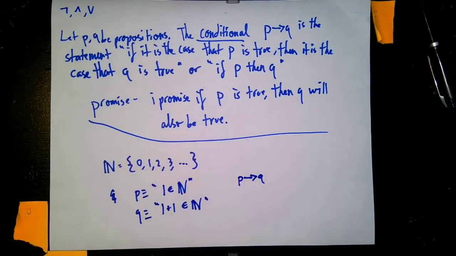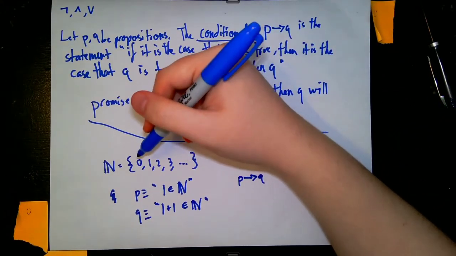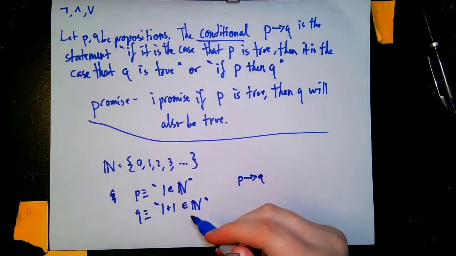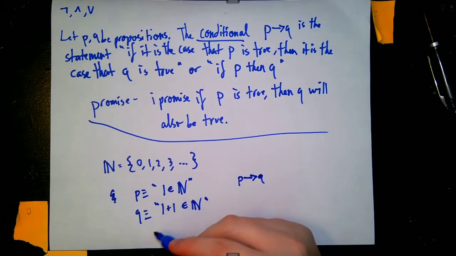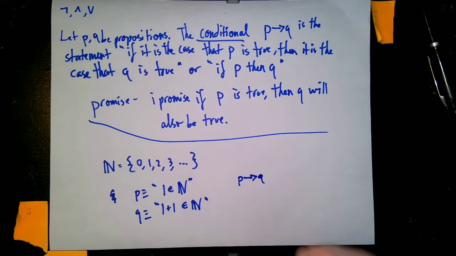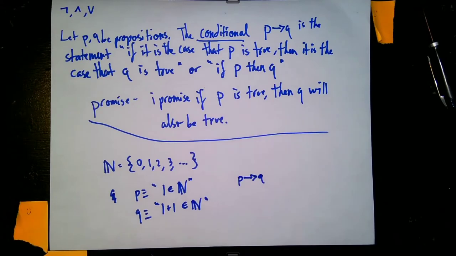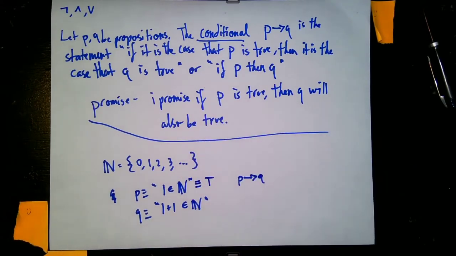So, for example, let's take a look at the natural numbers, which in a previous video we said were the set containing 0, 1, 2, 3, and so on. We're going to have our statement P be equivalent to 1 is a natural number, and Q will be equivalent to 1 plus 1 is a natural number. Given that we have explicitly said that 1 is a natural number, P is going to be a true statement.